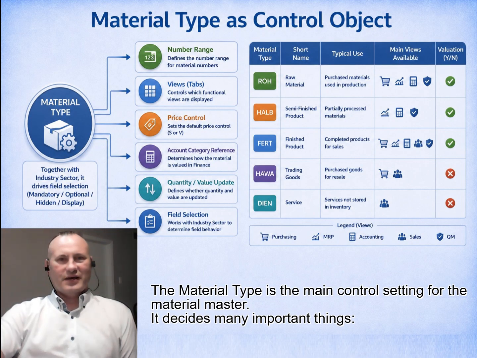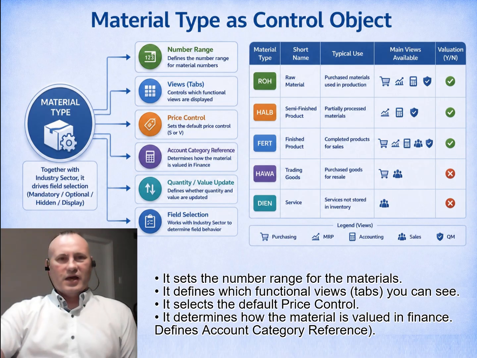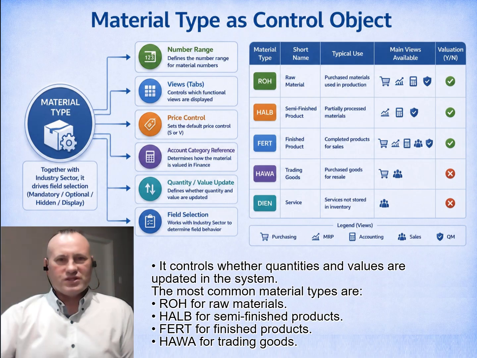The material type is the main control setting for the material master. It decides many important things. It sets the number range for materials. It defines which functional views, tabs, you can see. It selects the default price control. It determines how the material is evaluated in finance, and defines the account category reference. It controls whether quantities and values are updated in the system.